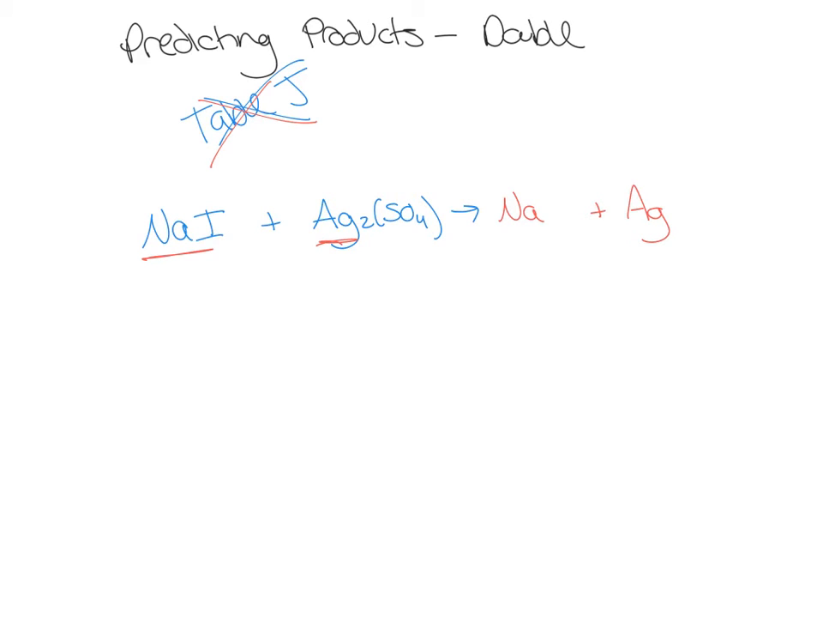Then look up their oxidation states. Sodium is +1. You can find that on the periodic table. Silver is +1. You can find that on the periodic table. Next step is to take the negative ions and switch places.